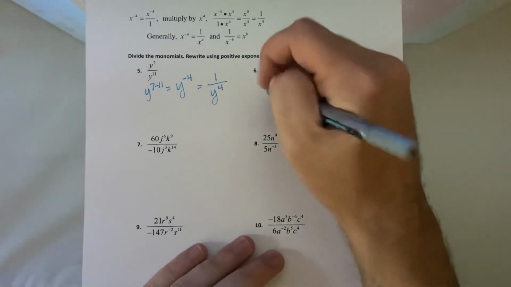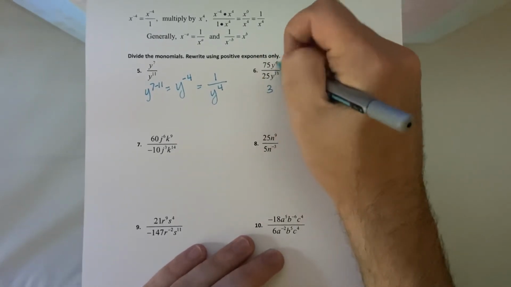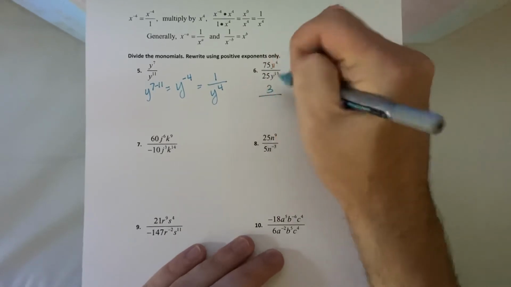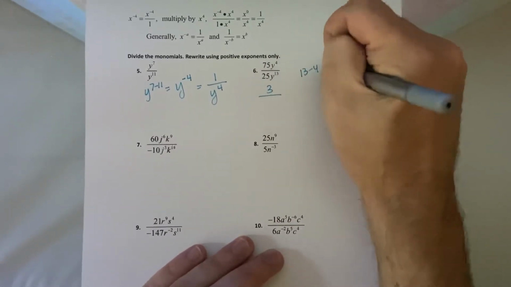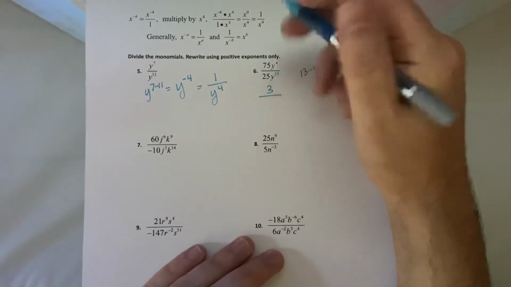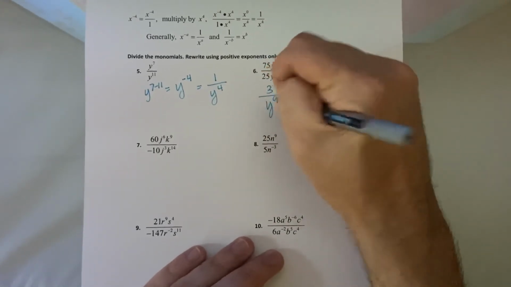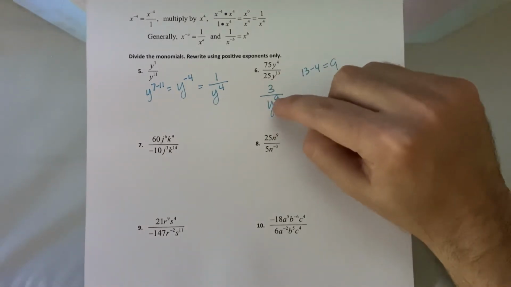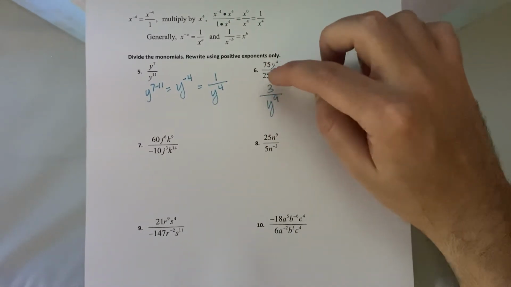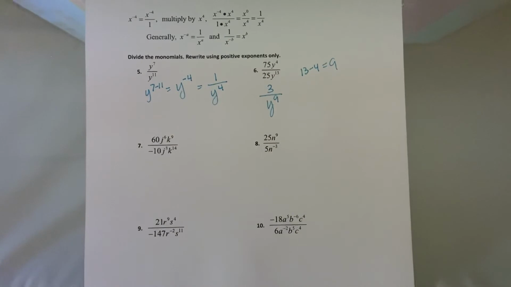75 divided by 25 is 3. Now where's the larger power of y? In the denominator. So take 13 minus 4, because it's in the denominator, that's 9. Because the larger one's in the denominator, you have to leave y in the denominator. If you do it the other way, you'll get 3y to the negative 9th, and then have to flip the y to the denominator. Now it should be noted, when the variable goes down, the exponent switches, but any coefficient stays wherever it is.